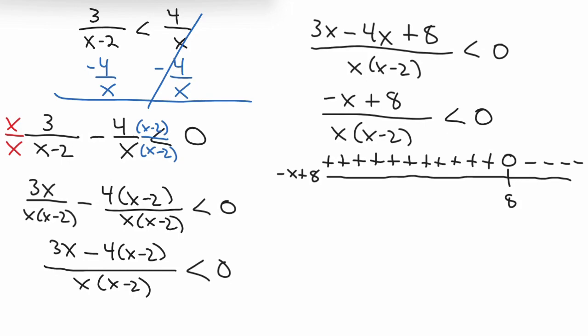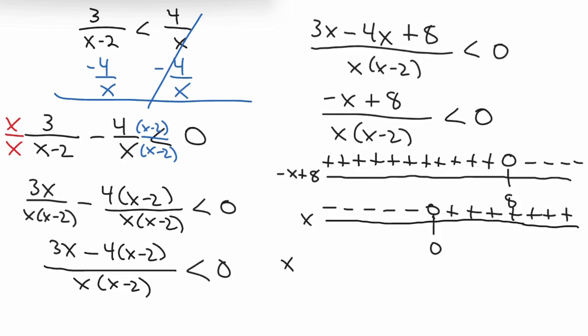Let's move on to x. Okay, what value of x makes this be 0? It's 0. If you plug in 0 for x, you get 0. Plug in something bigger than 0, like 1. 1 is positive. That's going to make this be positive. So anything to the right of 0 is positive. Anything to the left of 0 is going to make that be negative.